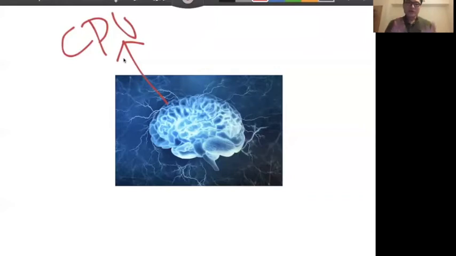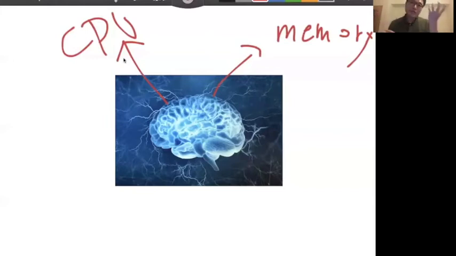Okay, so the brain is the CPU, but is the CPU enough for thinking, like for a human? Not really, because to support this thinking, to support this computation, you need memory, right? So your brain has some memory. This memory can also be separated into two categories: one is long-term memory, one is short-term memory.